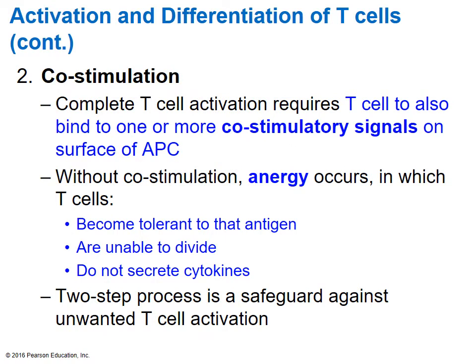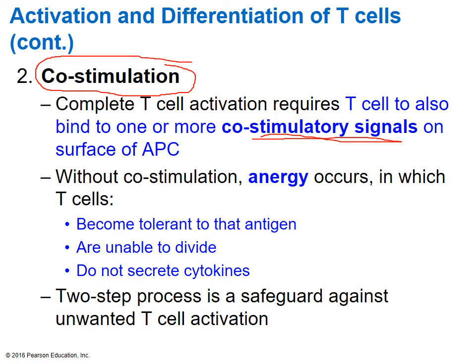In order to make sure that the T cell recognizes that the antigen is foreign, in addition to the antigen binding step, we're also going to do co-stimulation. And co-stimulation is going to rely on co-stimulatory signals to basically confirm the recognition of the foreign antigen.